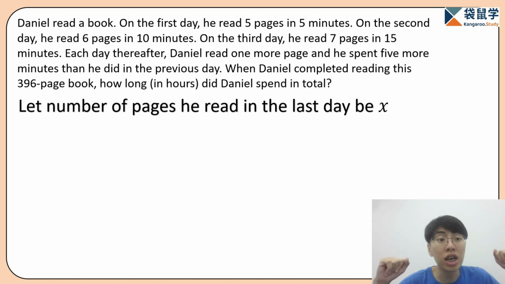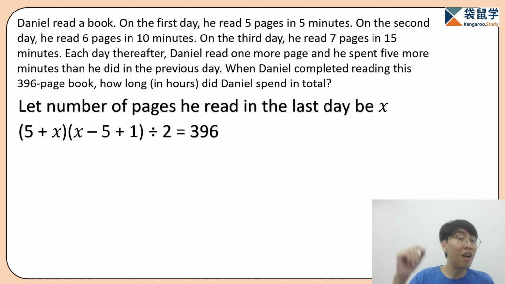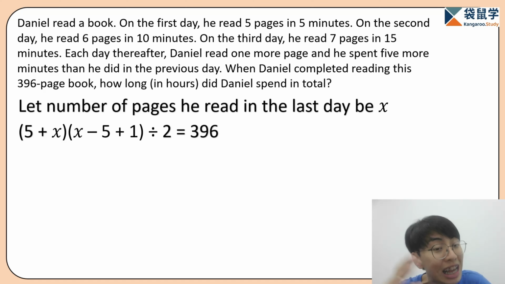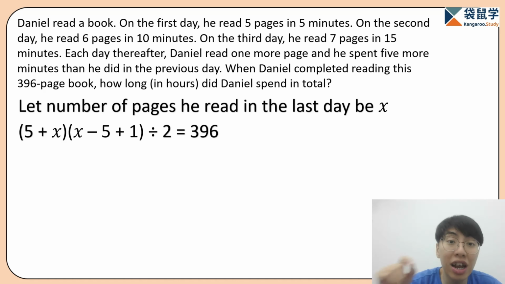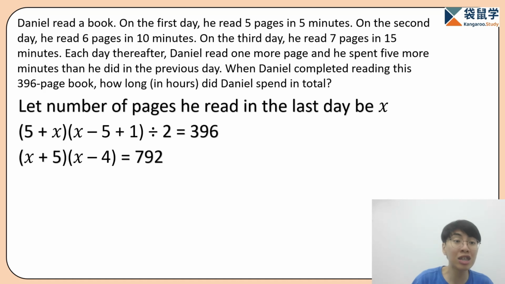So essentially, we can get the equation of 5 plus x, which is the first plus the last. Then, the total number of terms is x minus 5 plus 1. Lastly, we divide it by 2 to get 396. But we still want to simplify a little bit, so we get x plus 5 times x minus 4 equals 792.